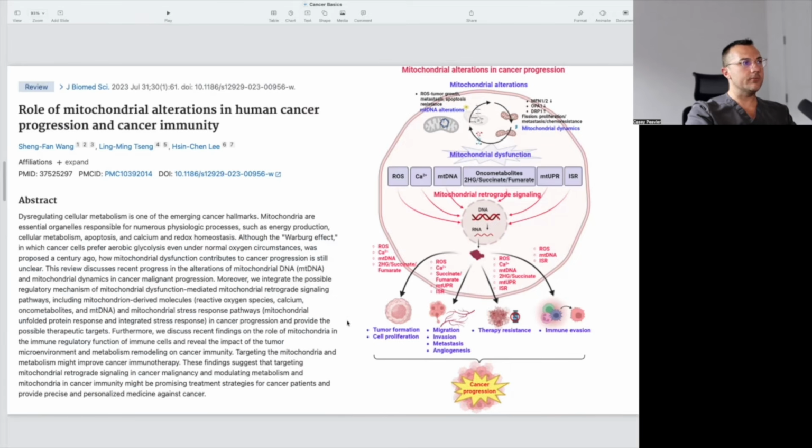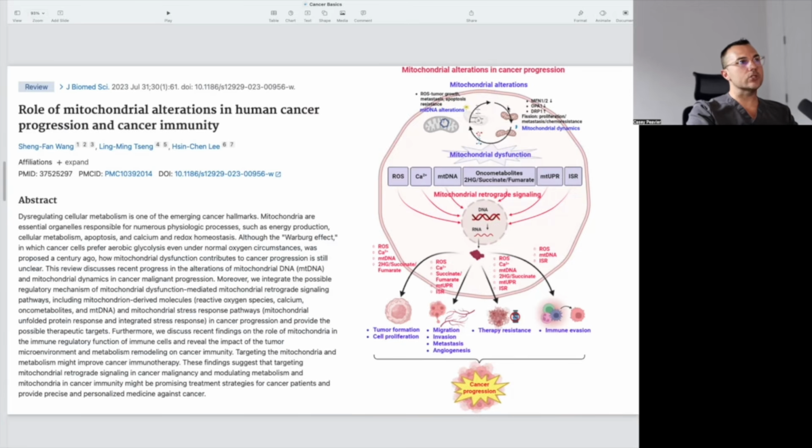This review discusses recent progress in the alterations of mitochondrial DNA and mitochondrial dynamics in cancer malignant progression. Moreover, we integrate the possible regulatory mechanisms of mitochondrial dysfunction-mediated mitochondrial retrograde signaling pathways, including mitochondrion-derived molecules, reactive oxygen species, calcium, oncometabolites, and mitochondrial DNA. The mitochondrial stress response pathways, mitochondrial unfolded protein response, and integrated stress response in cancer progression provide possible therapeutic targets. Furthermore, we discuss recent findings of the role of mitochondria in immune regulation function of immune cells and reveal the impact of the tumor microenvironment and metabolism remodeling on cancer immunity. That's kind of a lot to unpack.